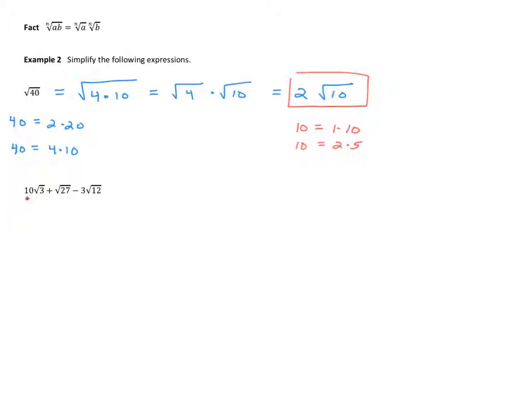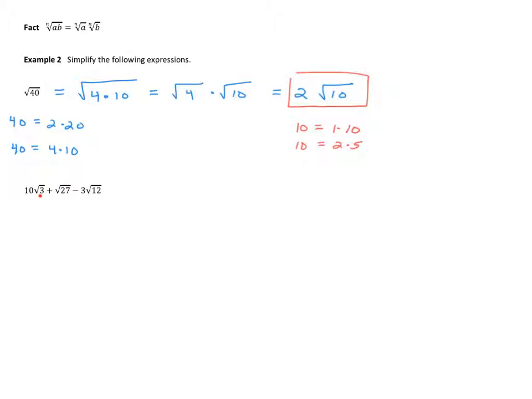Let's see how this idea can help us simplify this expression here, where I'd like to add these two and then subtract the last expression here. So this is 10 square root of 3 plus the square root of 27 minus 3 the square root of 12. It doesn't look like we have any like terms, so we can't really add or subtract. But if we could somehow make each of the square roots the same, then we could add or subtract how many of those things that we had.